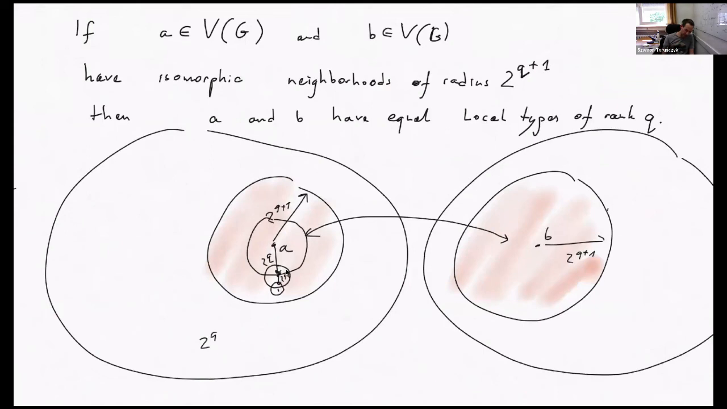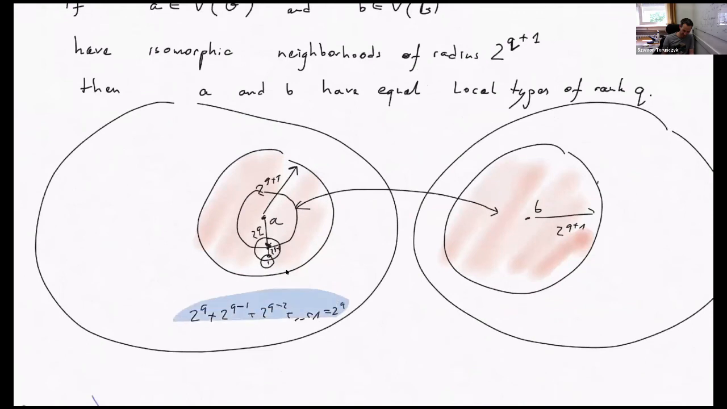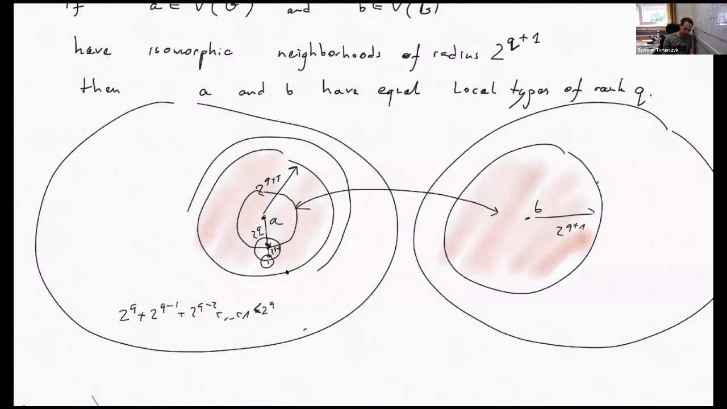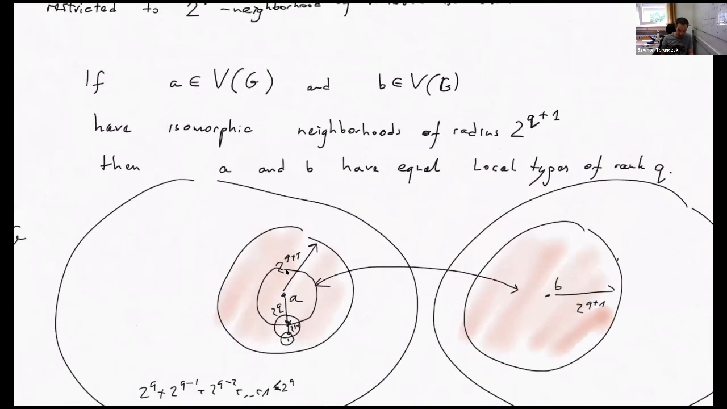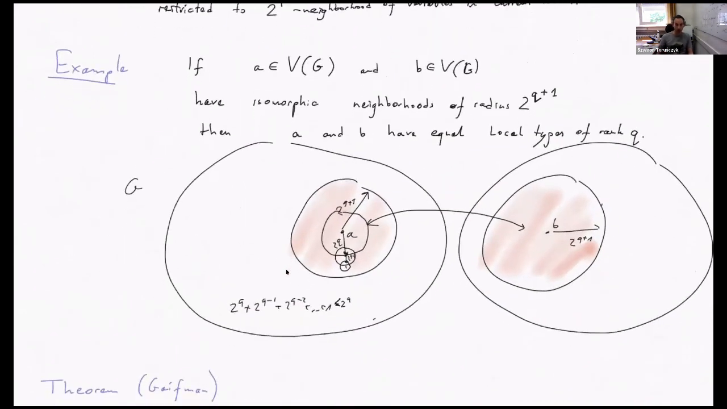with those quantifiers, I cannot leave this big radius, because 2 to the q plus 2 to the q minus 1 plus 2 to the q minus 2 and so on plus 1 is, I guess, what is it, equal to 2 to the q plus 1 and minus 1. So it's smaller than 2 to the q plus 1. So those restricted quantifiers cannot escape this ball, and since those neighborhoods are isomorphic, the local types will be equal. The same formulas will hold.